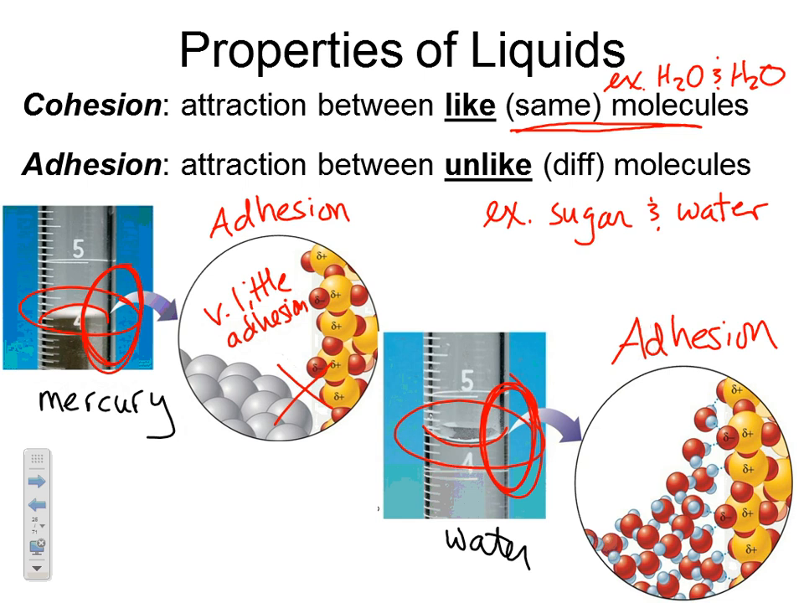So there's very, very little adhesion there, which actually causes this quote-unquote upside-down meniscus. It's not attracted to it. Versus here with the water, now there is a lot more adhesion, and the water molecules have sort of risen up the side of the container because they're very much attracted to the side of the container.